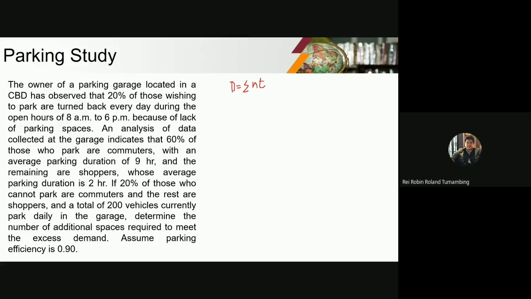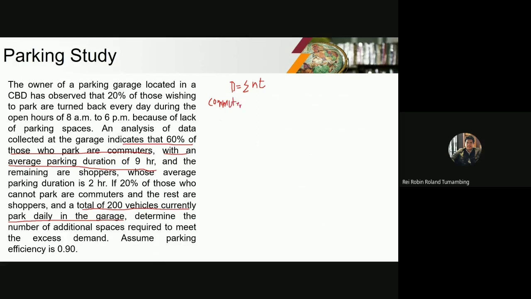Sabi dito, an analysis of data collected at the garage indicates that 60% of those who park are commuters with an average parking duration of 9 hours. Okay? So, ano yung 60% na yun? 60% ng ano? Okay? So, sabi dito, total of 200 vehicles currently parked daily in the garage. So, therefore, our total space hours are for commuters, no? Sabihin natin for commuters muna.